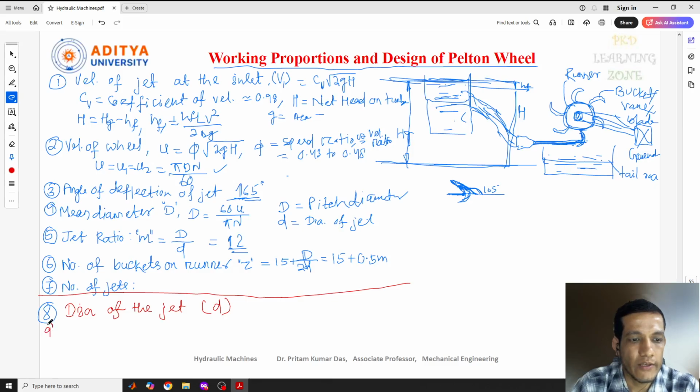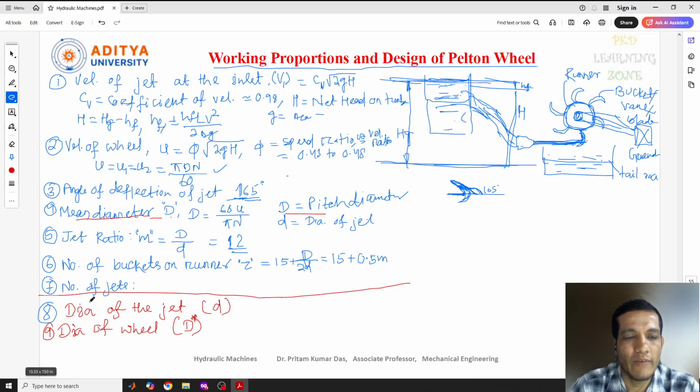Similarly, the next one is diameter of wheel. This we also mark as capital D. Actually, here mean diameter was taken as capital D, or diameter of wheel can be taken as D star also. If you don't want to keep the same symbol, then you can keep D star or D. This D is also used for the same diameter, because mean diameter of pitch circle is nothing but the diameter of the wheel.